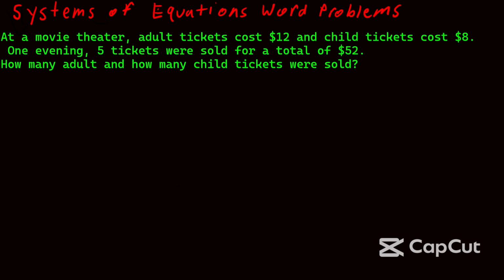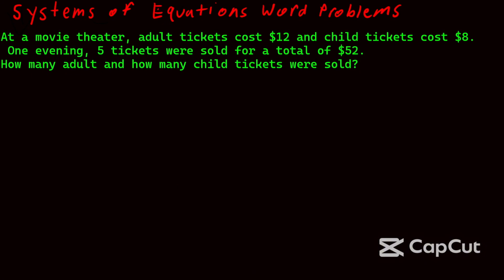But here we go. At a movie theater, adult tickets cost $12 and child tickets cost $8. One evening, 5 tickets were sold for a total of $52. How many adult and how many child tickets were sold? Okay. I'll use a blue color.